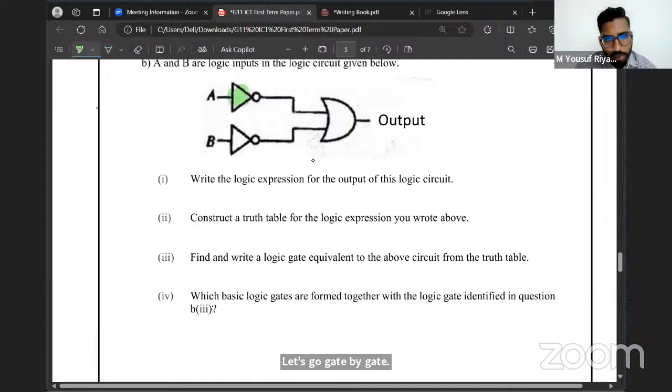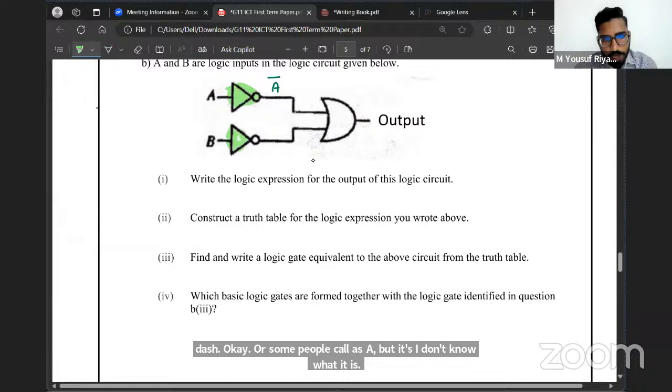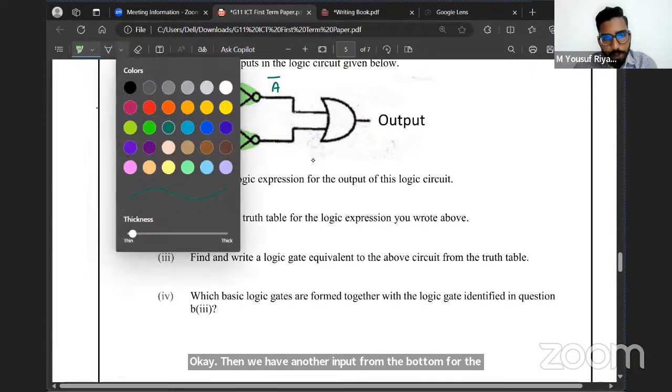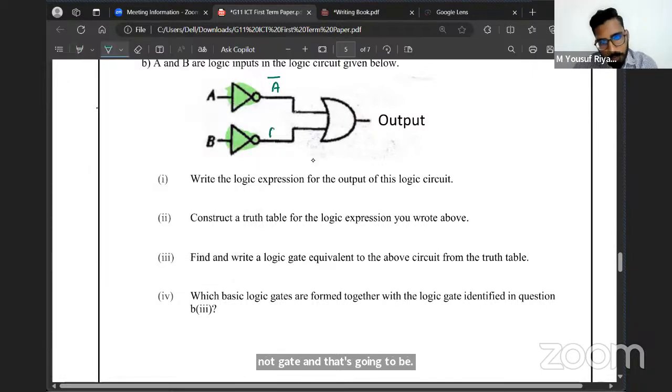Okay, we have here a NOT gate. For this NOT gate, the input is A. If the input of the NOT gate is A, the output will be A dash. Some people call it A bar, but I'm going to call it A dash. Then we have another input from the bottom for the NOT gate, and that's going to be B. So if the input is B, the output is B dash. Always, to determine the output, you have to know the input. Without knowing the input, you can't determine the output.